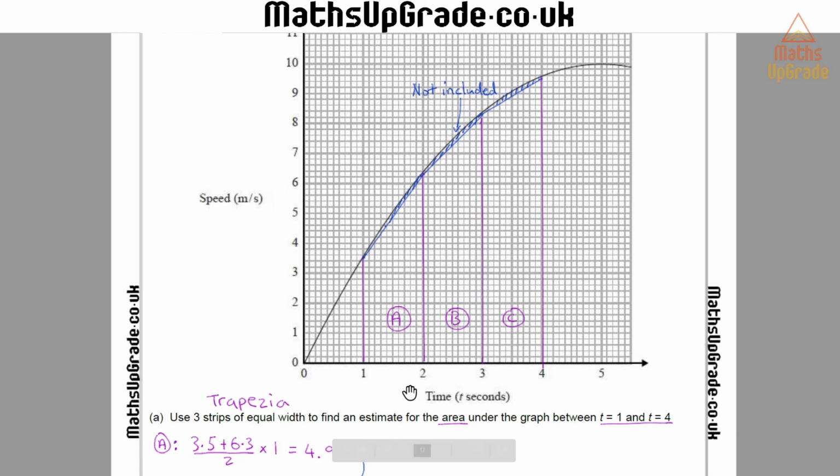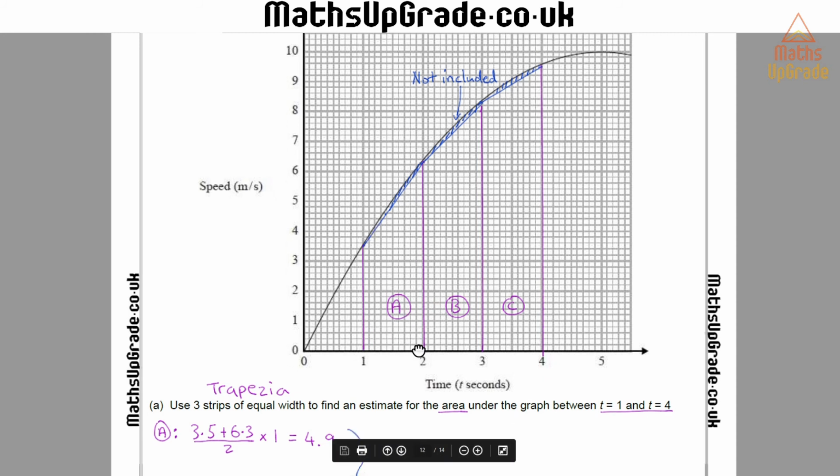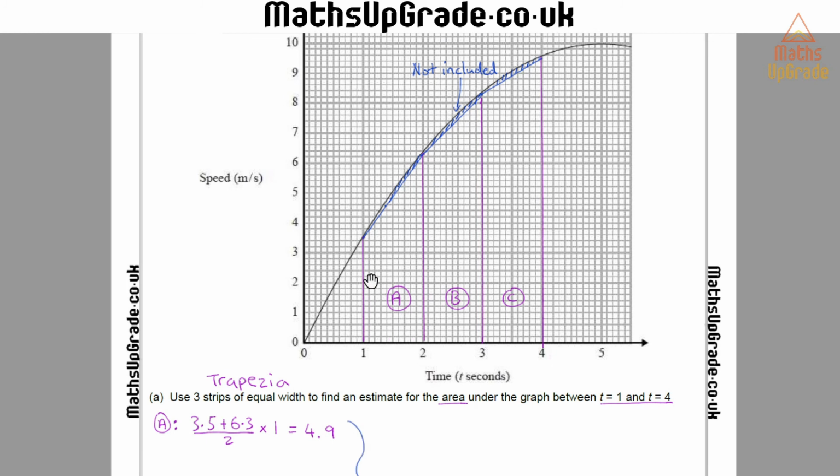So it says to use 3 strips of equal width. Since there's 3 seconds between time 1 and 4, each strip is 1 second wide. So we're drawing 3 trapezia underneath this curve. So we use the trapezium rule. Okay, so I'm going to find the area of each trapezium. To find the area of a trapezium, what I do is I add the parallel sides, I divide the answer by 2, and I multiply by the perpendicular distance between the parallel sides.